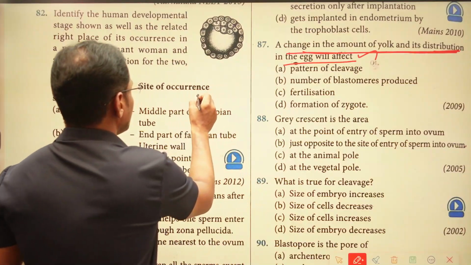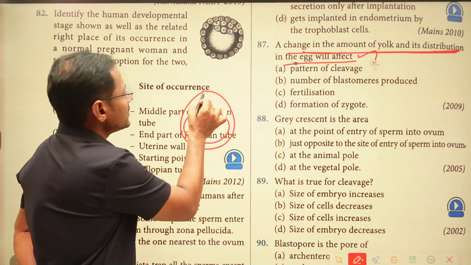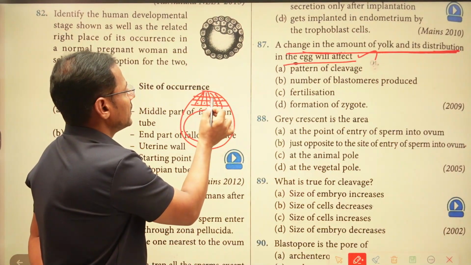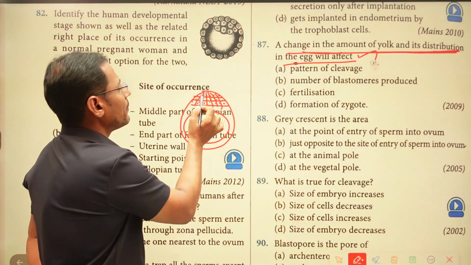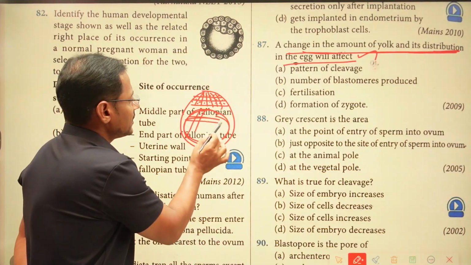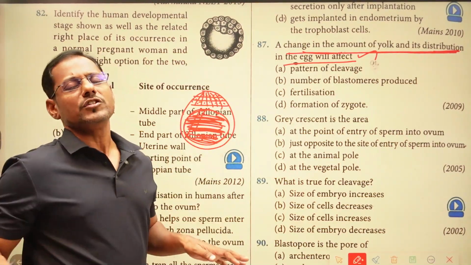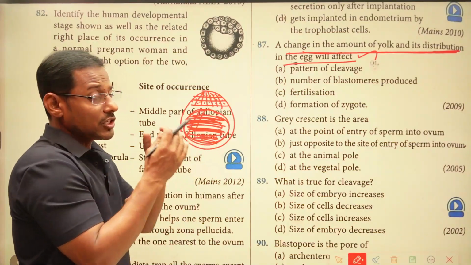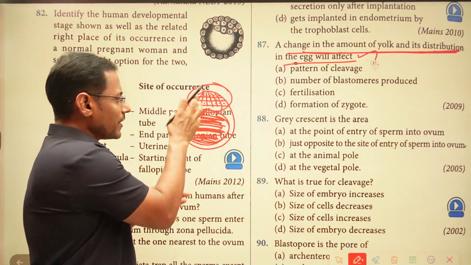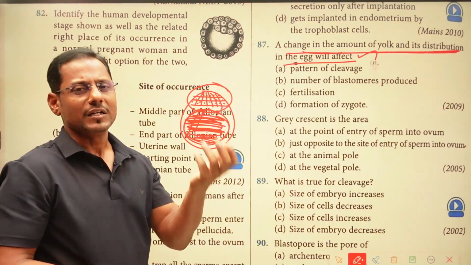See here, assume that this is the egg. If we have more yolk, what happens? The cleavage takes place only where the yolk is not present, partially, in a part of the egg only. Because the yolk present in the egg prevents cleavage in that particular region. Where the yolk is not present, only in that region does the cleavage generally take place. So it's blocking the cleavage of a zygote, of a fertilized egg.